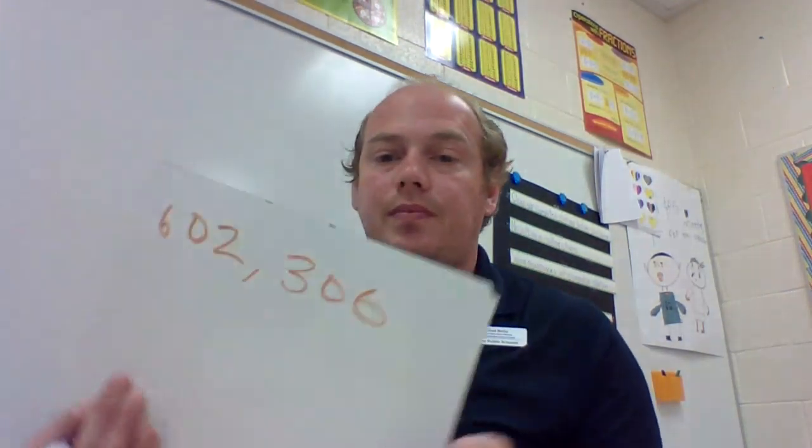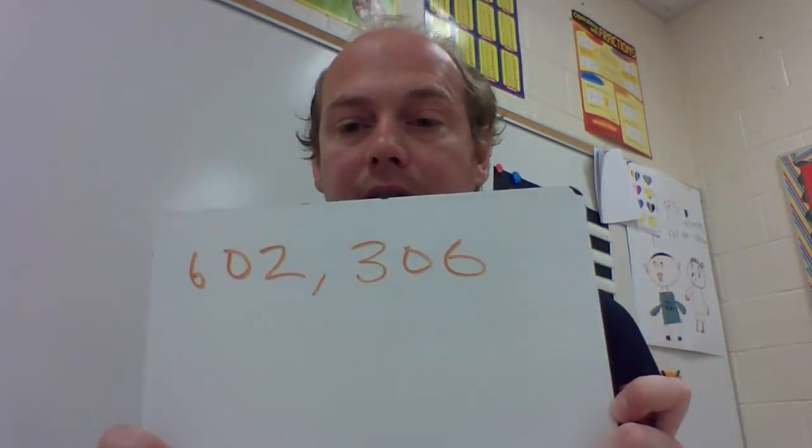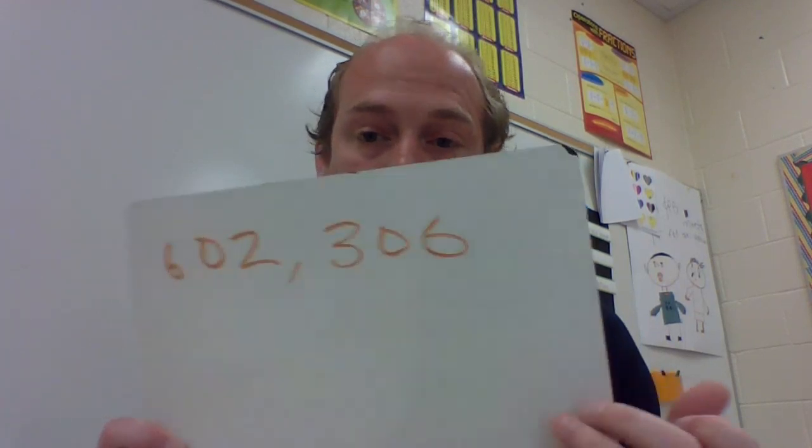602,306. That's how we read that number. All right. So we're going to label it before we start. The 6 is in the hundred thousands. So I'm going to put capital H, capital T, lowercase h, hundred thousands. The 0 is in the 10,000s. And the 2 is in the thousands.